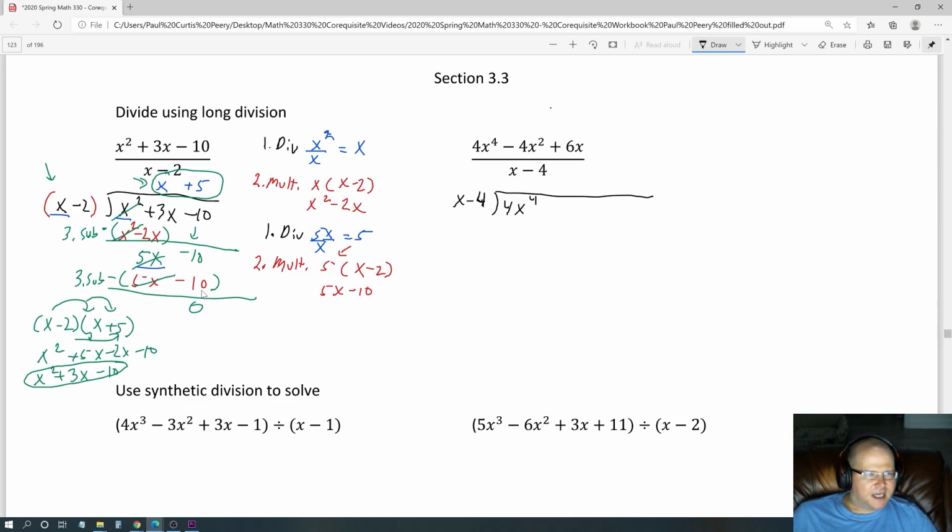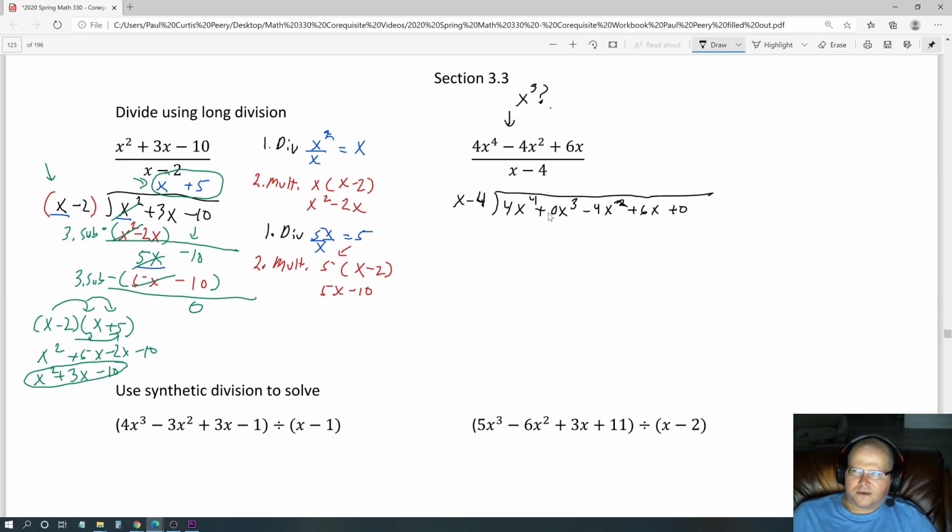Now, notice that as I was doing this, I needed to put placeholders when I was subtracting. I needed to line things up when I was subtracting. So what that means is if I'm missing something, like I don't have a third power, then I need to put a third power. I might need to line things up when I do subtraction later, so I need to keep that third power. So we put plus 0x cubed, and then I'll just put a plus 0 at the end. Okay. Now, we do the same process again.